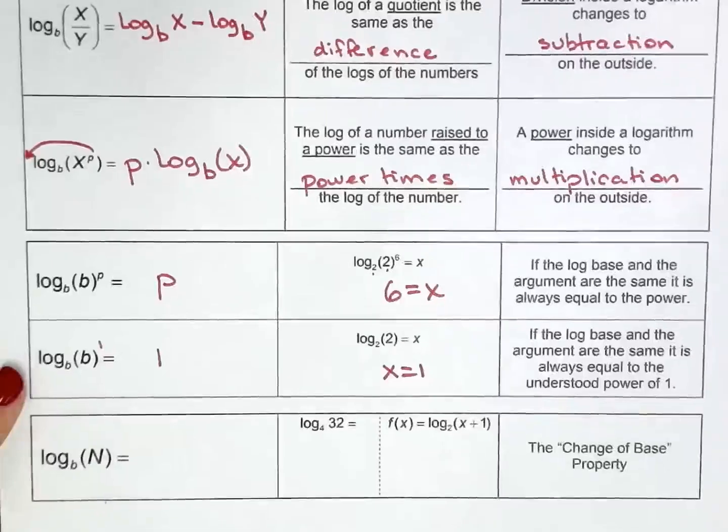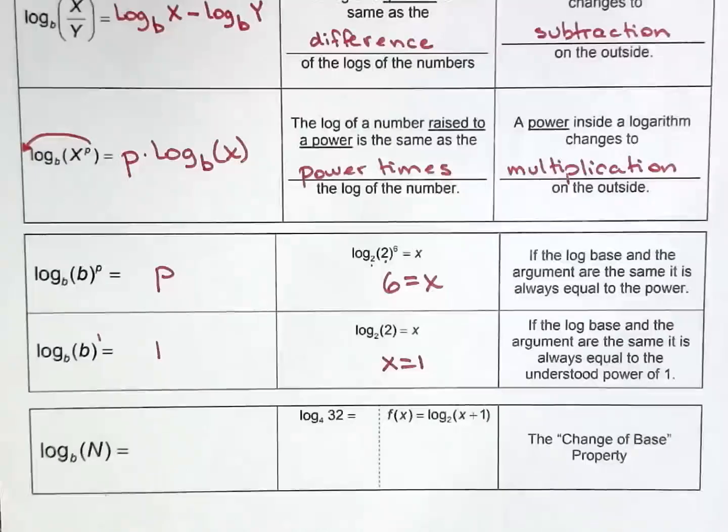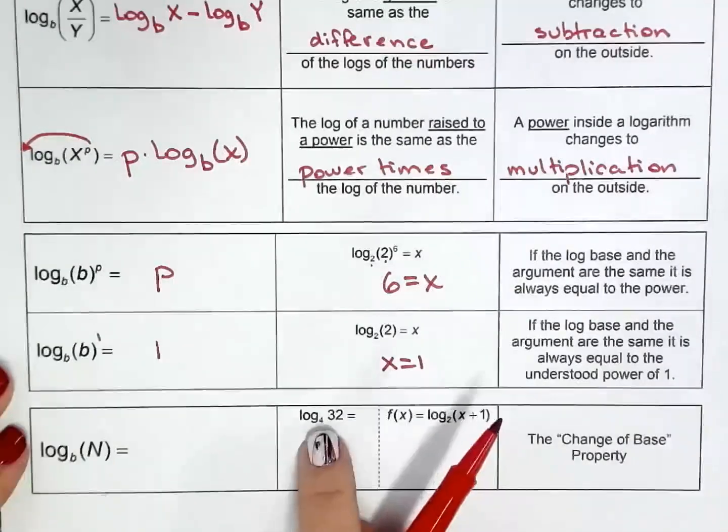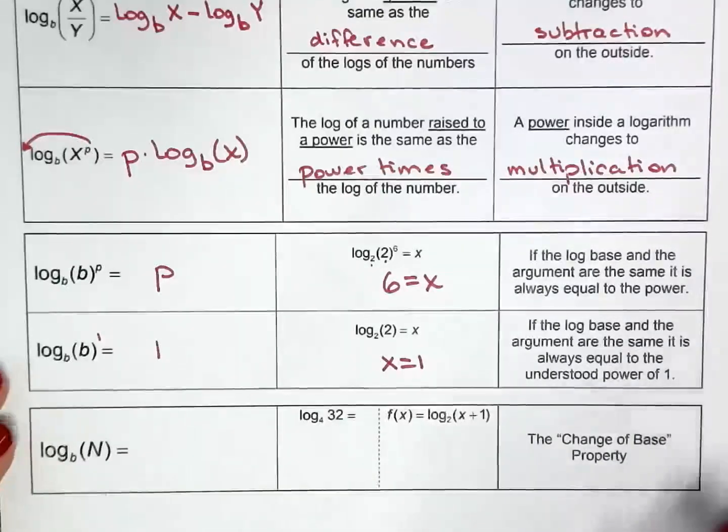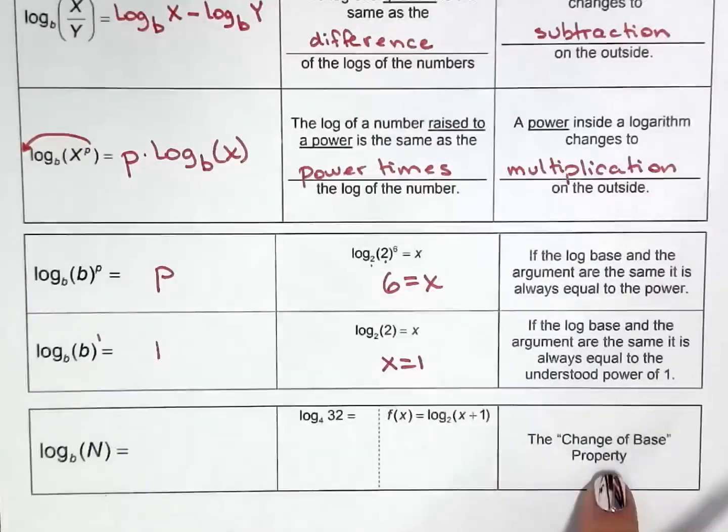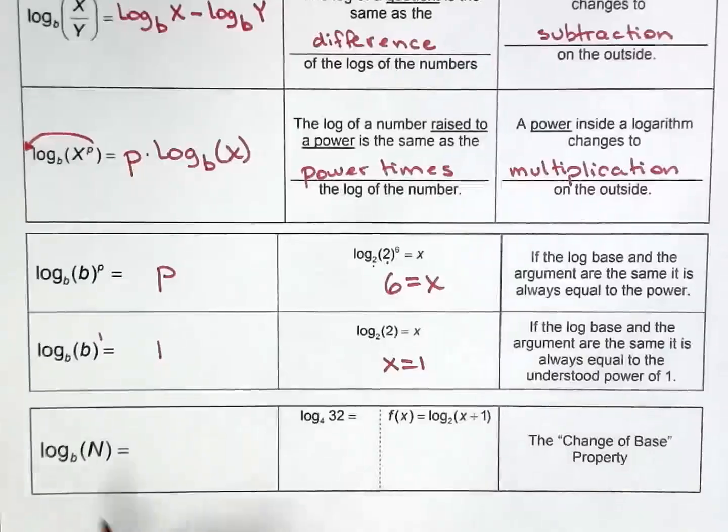Okay, change of base property. The newer calculators will allow you to use a different base than just base 10. The older calculators don't. Sometimes you're not going to be allowed to use a calculator in your test. That's when you need to know the change of base property.